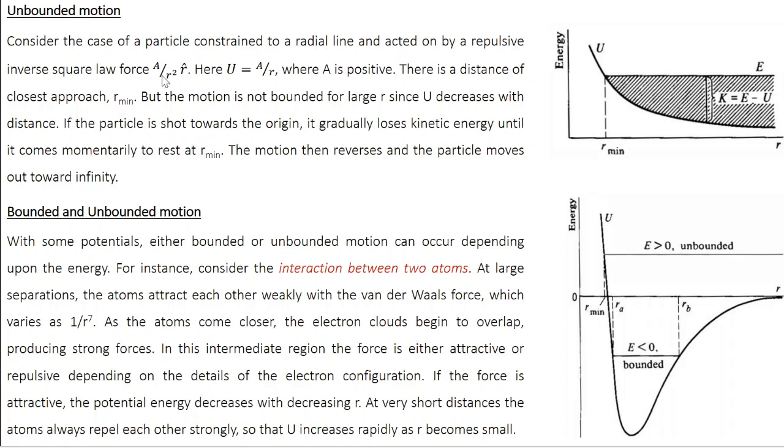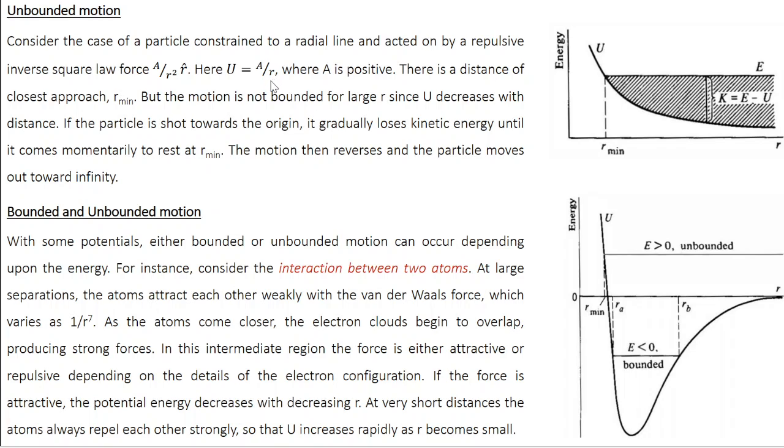Potential is nothing but the negative integral of the force. The integral of 1 by r square is minus 1 by r. When you take the negative of that, you get U equal to A by r. So the potential energy is positive, meaning by convention this is a repulsive potential. If you plot potential energy as a function of r, this is what you get.